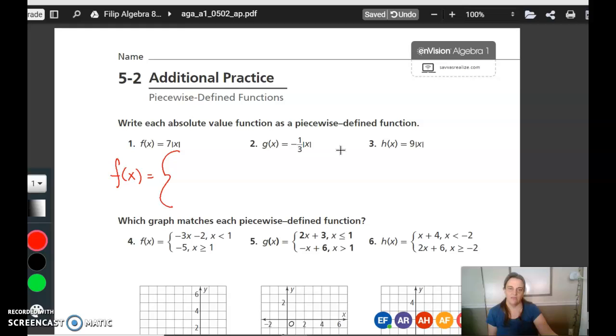But all of these, I know my breakpoint is going to be at 0. So I know I just have to define it for x less than 0, x greater than or equal to 0. And if I'm multiplying by 7, it is just a vertical stretch. So for the negative numbers, it's -7 times the value, and for the positive, it is 7 times the value. So you just go ahead and do that for all of these functions.